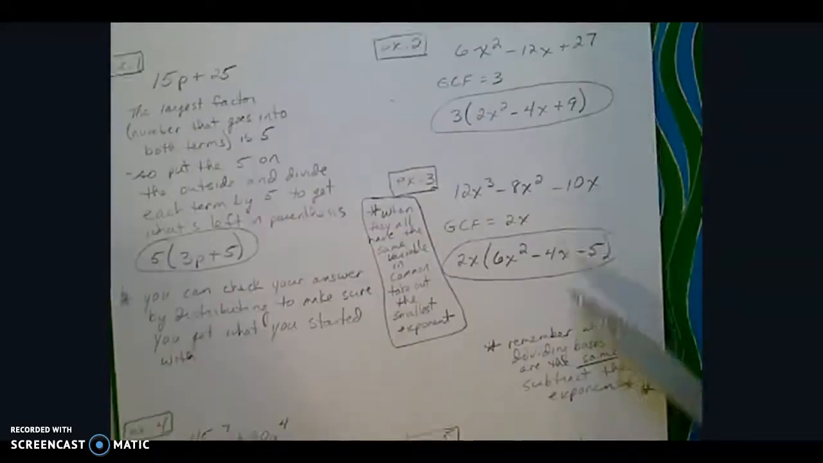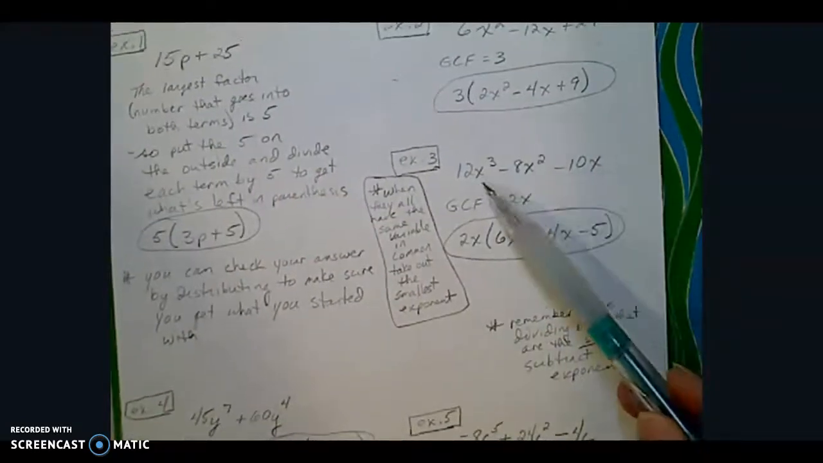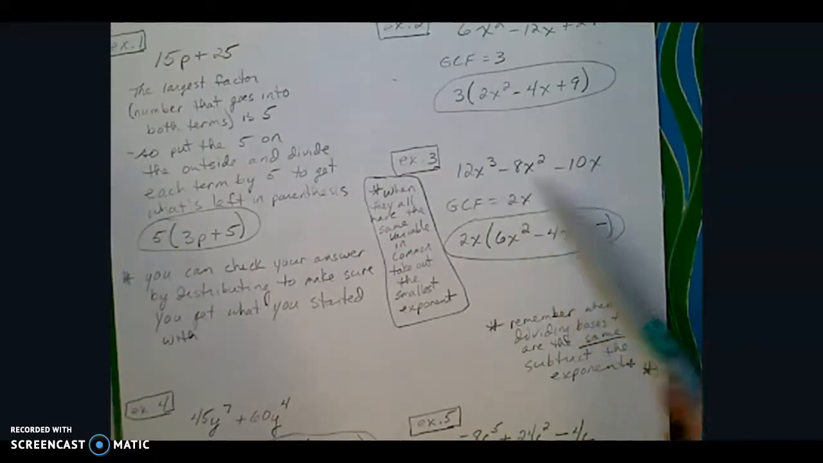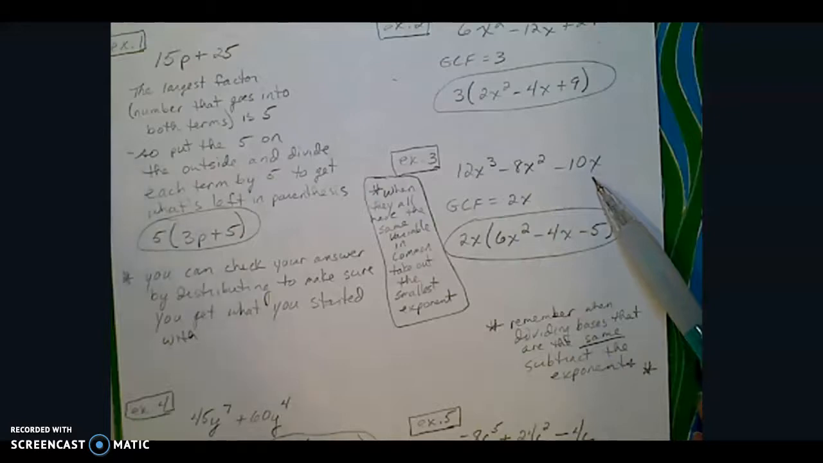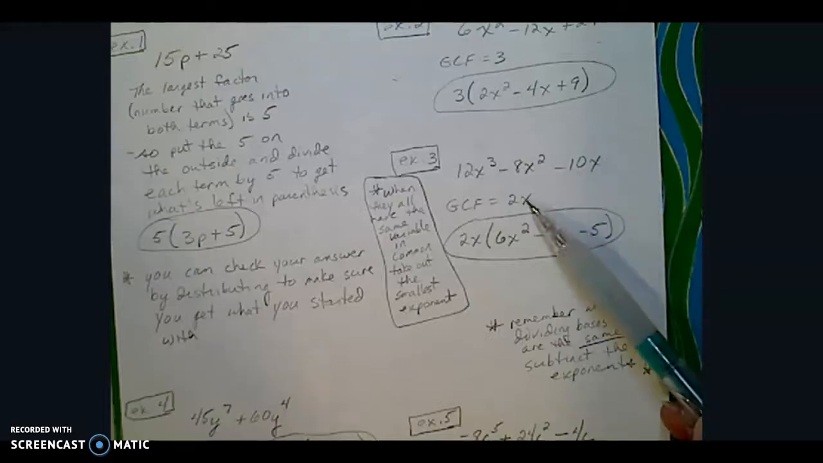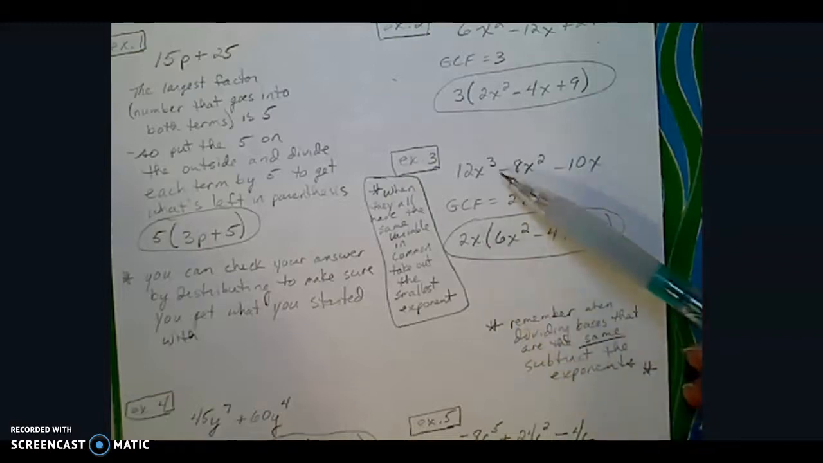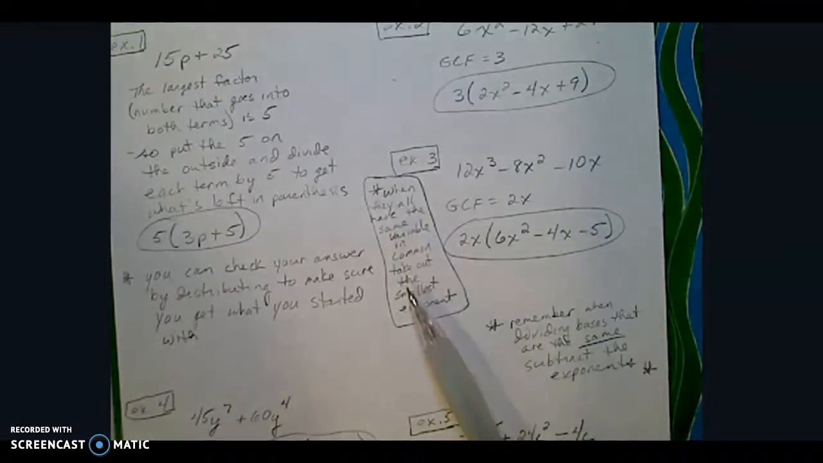Okay, in this example here, you'll notice 12, 8, and 10, they all have a greatest common factor of 2, but they all have an x in common. So when they all have a variable in common, you're going to take out the smallest exponent on the variable. So the smallest exponent here is 1. So 2x is the greatest common factor that goes on the outside, and then I divide each of these terms by that GCF. Now I put in a little asterisk here.